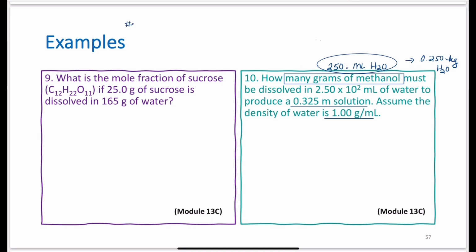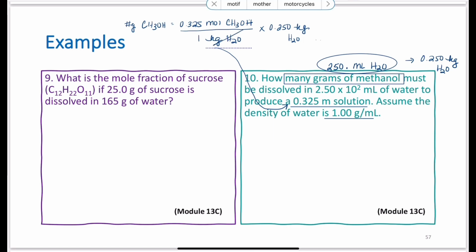My grams of methanol, I've got 0.325 moles of methanol for every 1 kilogram of water. Where did I get that? Right there. That's what I need, right? So I know I've got that, and I know I've got 250 mL of water, which is 0.250 kilograms. So times 0.250 kilograms of water.